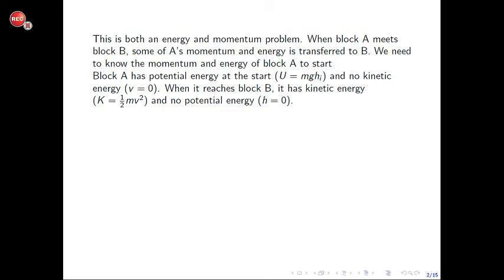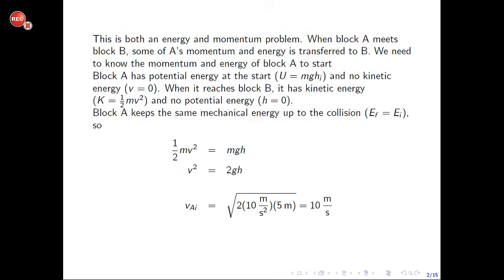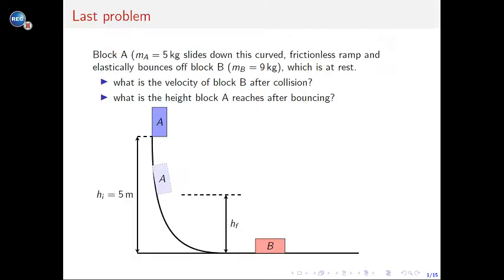Block A starts with potential energy, U is mgh, and when it gets to block B, that potential energy is all turned to kinetic energy. So we can just solve, right? If it starts, let's actually go back. It starts 5 meters up on the ramp.